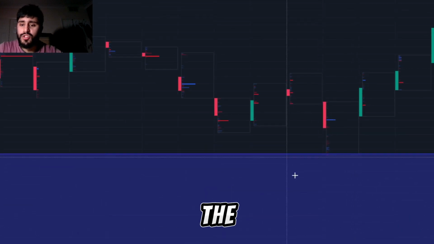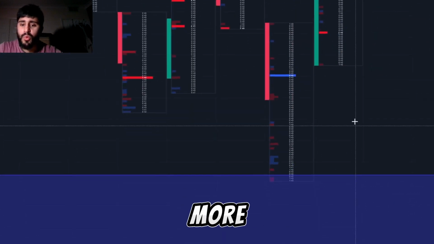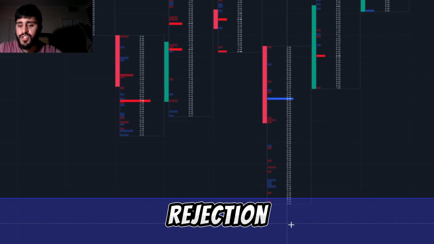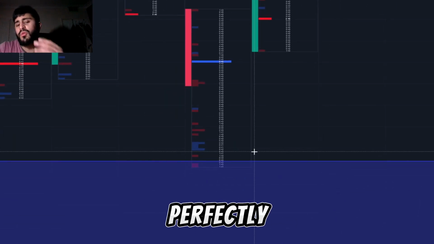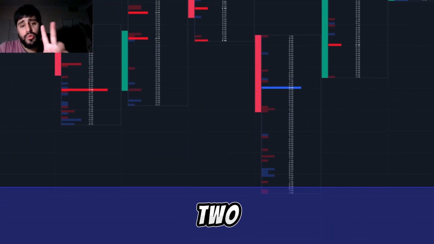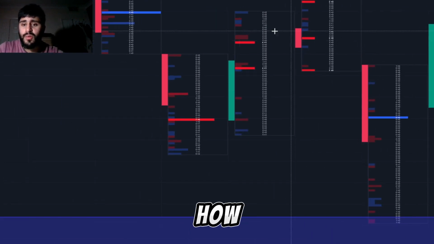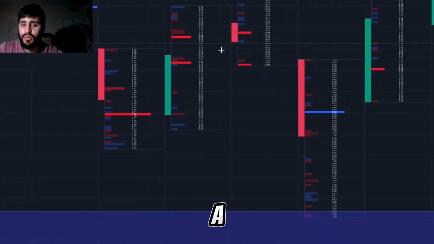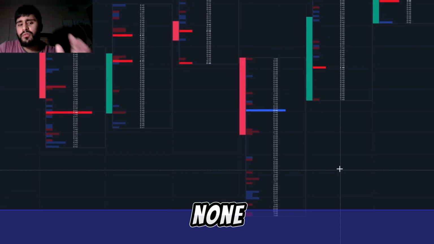Now from here, we look at the rejection over here in this candle. What's even more interesting is that if we look at this rejection candle over here, look at how perfectly price rejects off this level. There's two things I want you to take away from this, right? Notice how we have a lot of aggressive selling over here, a lot of aggressive selling over here, but none of them were rewarded, right?